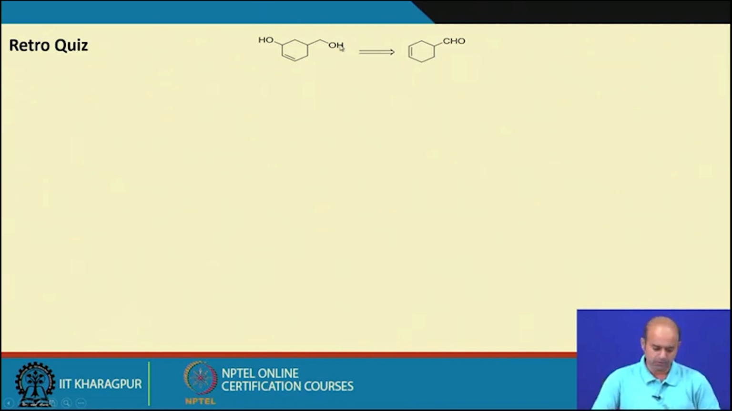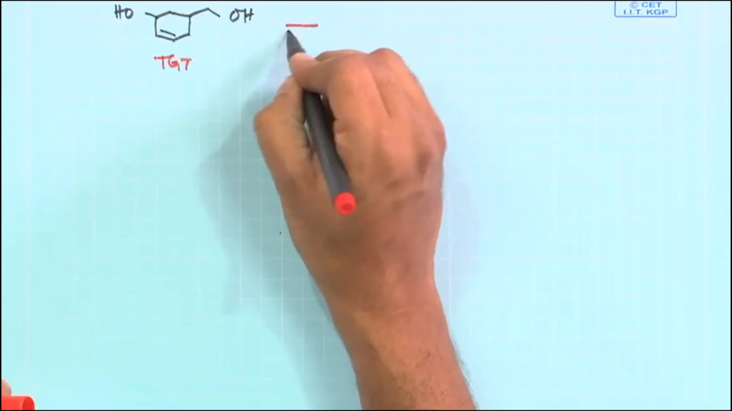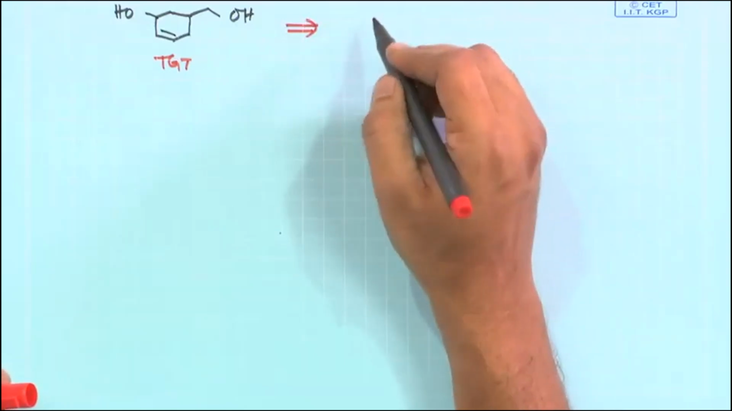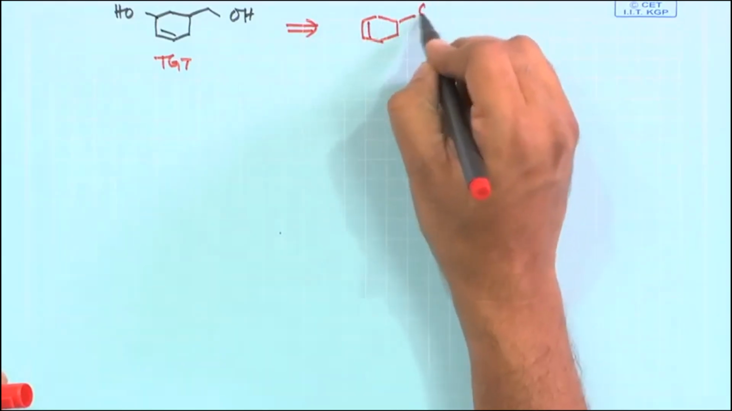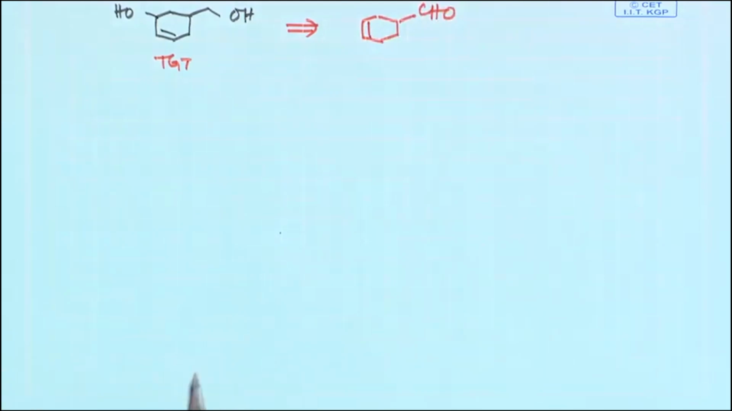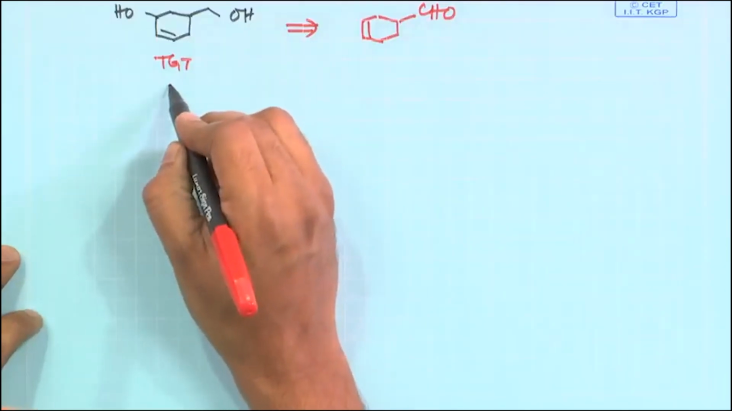And the target molecule which was given to you is this one, and the starting precursor or starting material was a cyclohexene based carboxaldehyde. Now, definitely the starting material was chosen very judiciously. So you need to know certain transformations to carry out this kind of functional group interconversion. So now go back to the retro.